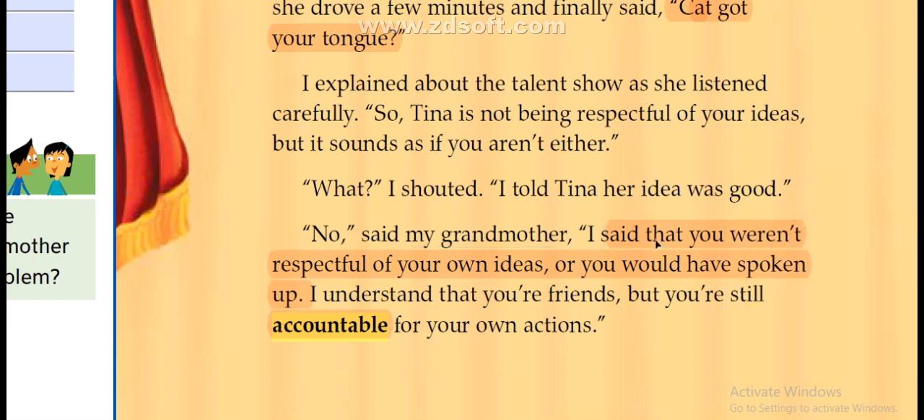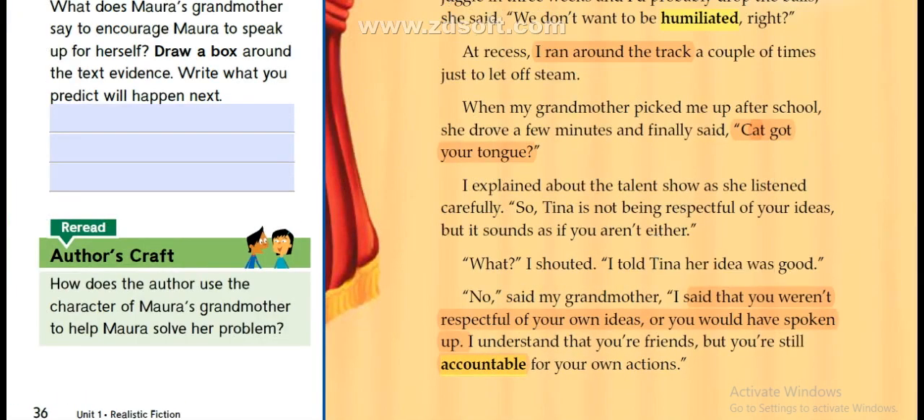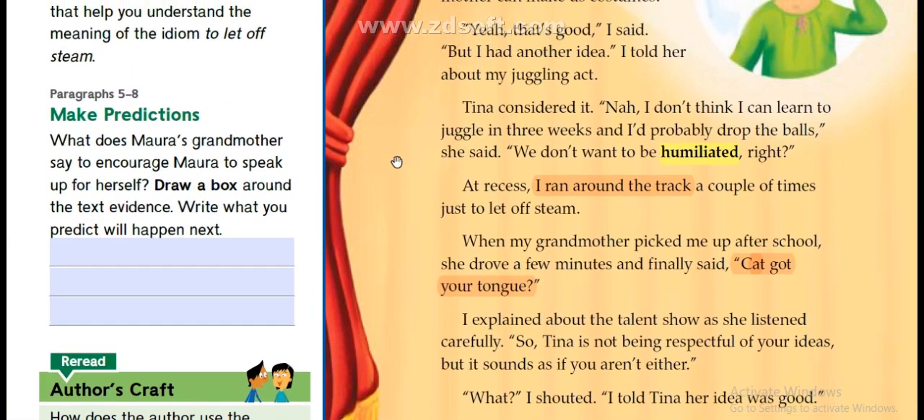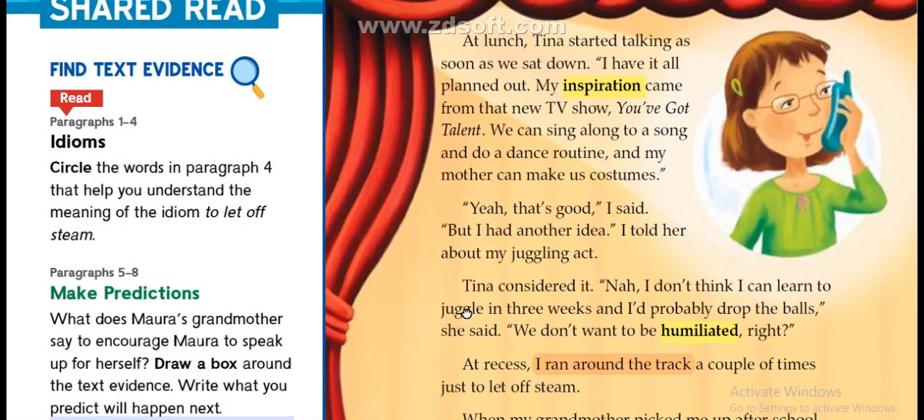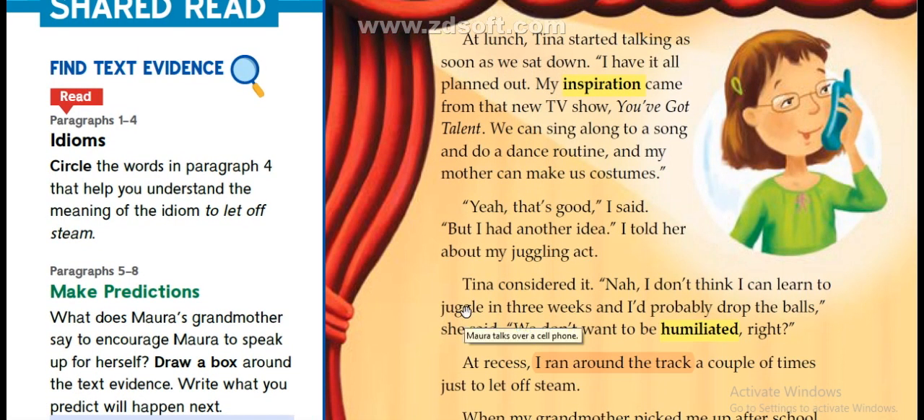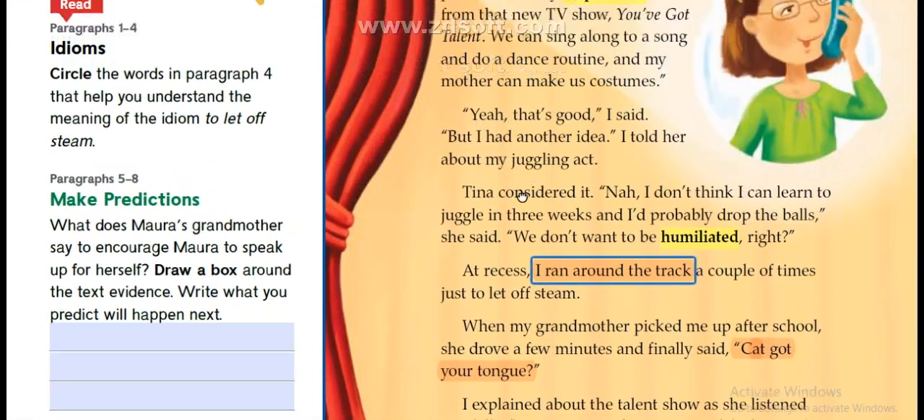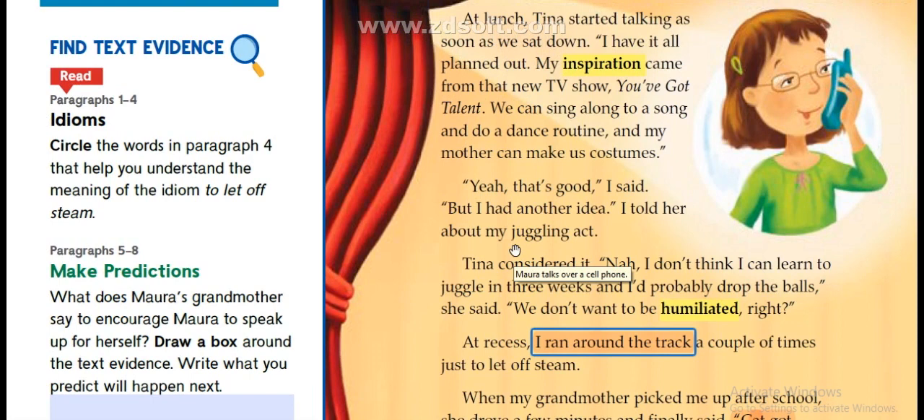Okay, so what do you think will happen later on? Will Mora listen to her grandma and go speak up and tell Tina everything she wants to do? Or will Mora ignore everything and follow Tina and let Tina control her all the time? Will she accept Tina's ideas and sing and dance in the talent show, or will she do juggling alone by herself? What do you think will happen? I want you to predict. Predict means to guess. To guess what would happen later on. What will happen later on? Please try to guess, okay?